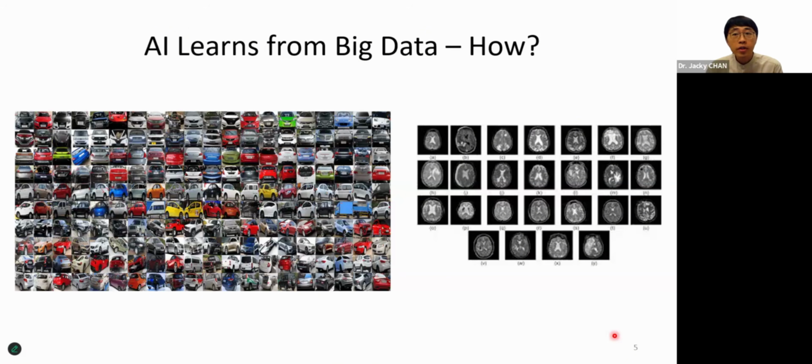To do this, modern AI often makes use of big data. For example, to recognize cars better, they use large collections of car images. To analyze medical images, they need data from different patients. Okay, we have the data, and then how can they learn?